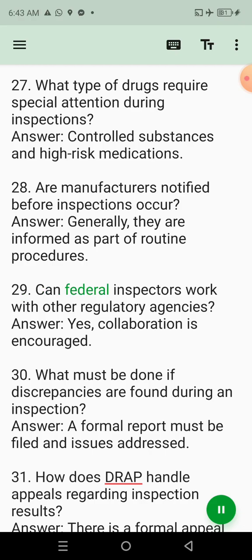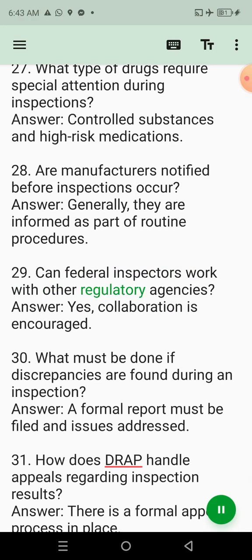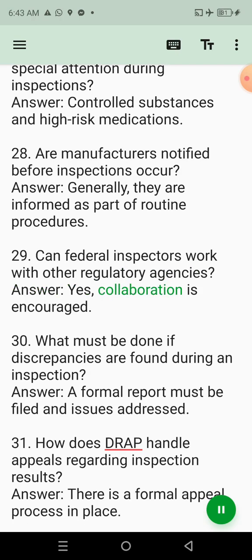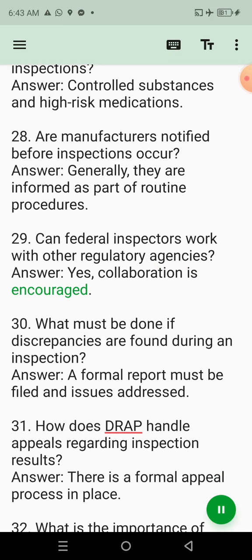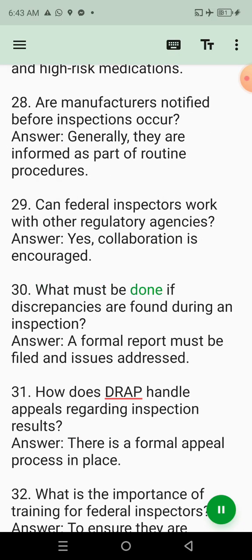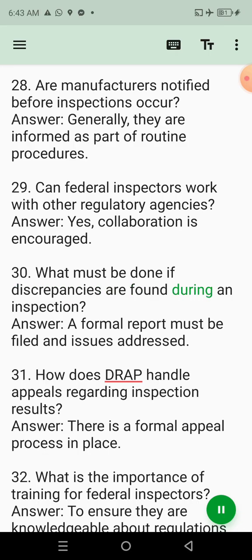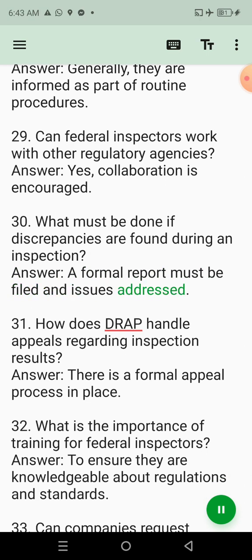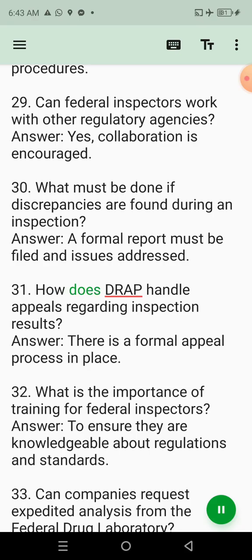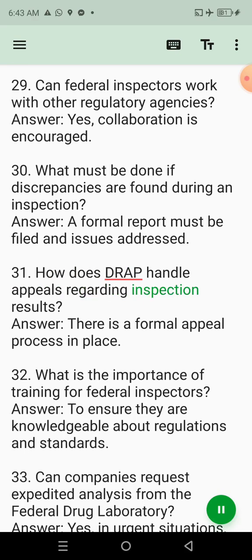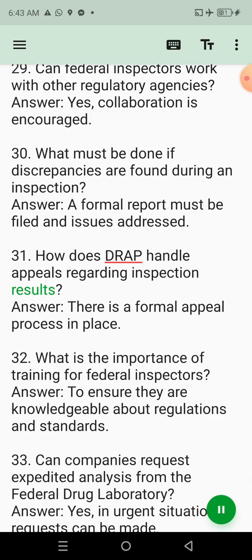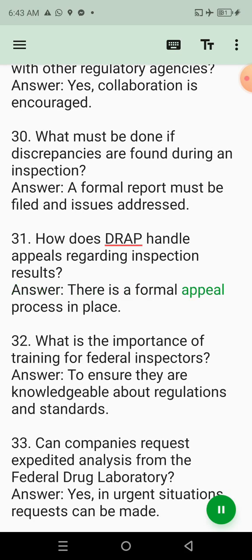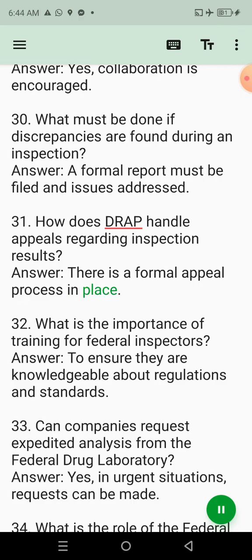29. Can federal inspectors work with other regulatory agencies? Answer: yes, collaboration is encouraged. 30. What must be done if discrepancies are found during an inspection? Answer: a formal report must be filed and issues addressed. 31. How does DRAP handle appeals regarding inspection results? Answer: there is a formal appeal process in place.